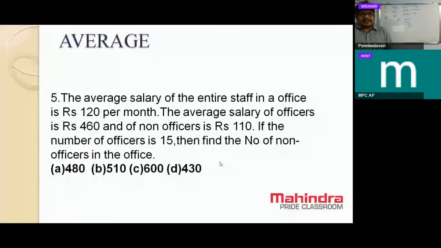Average salary of the entire staff in an office is 120 per month. Average salary of officers is 460, of non-officers is 110. If the number of officers is 15, find the number of non-officers. We can solve this question by two methods.